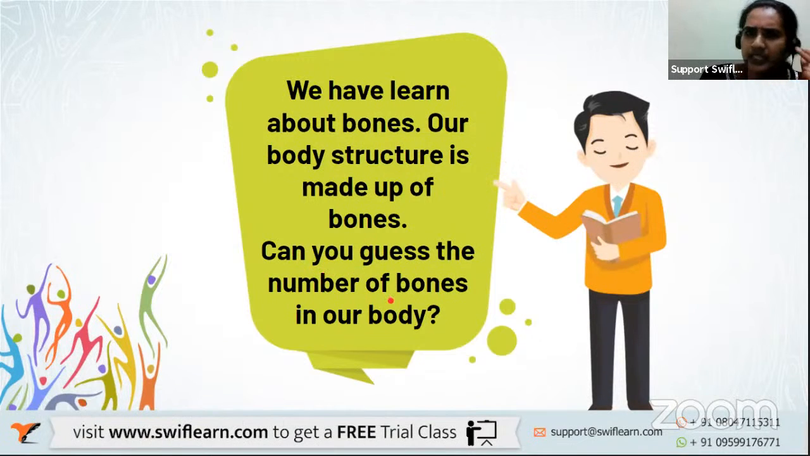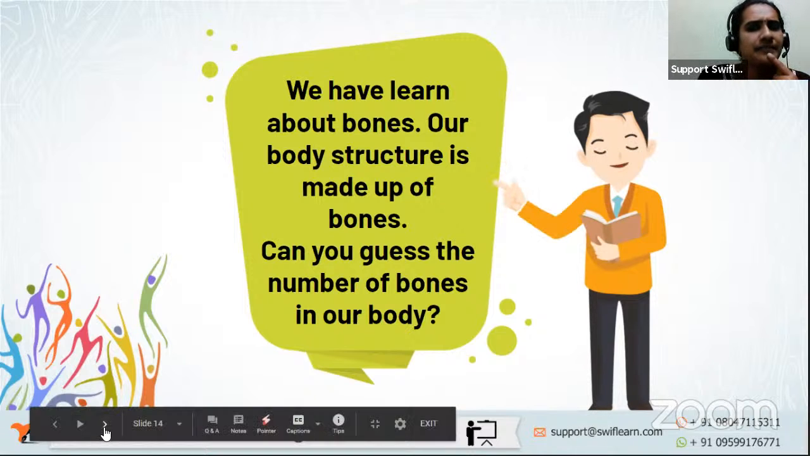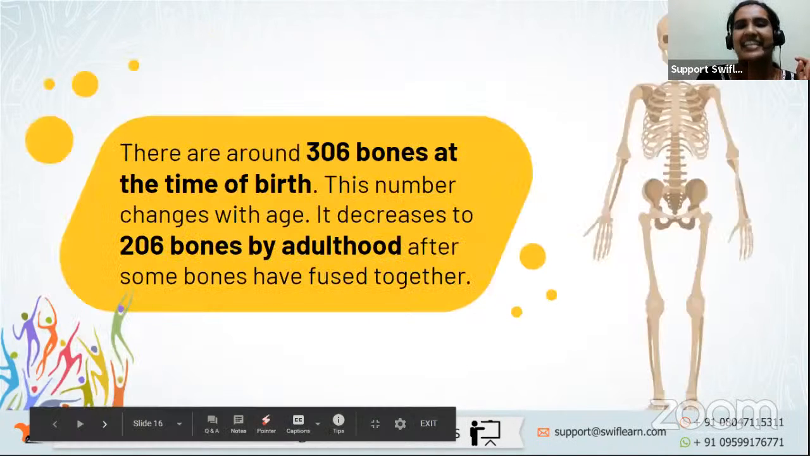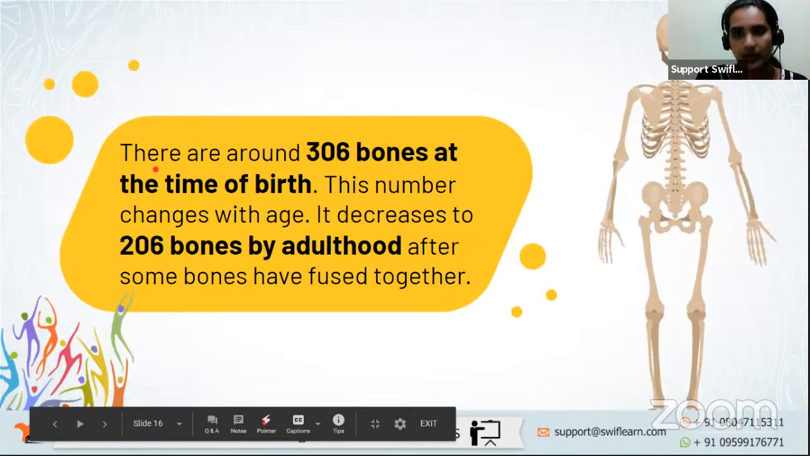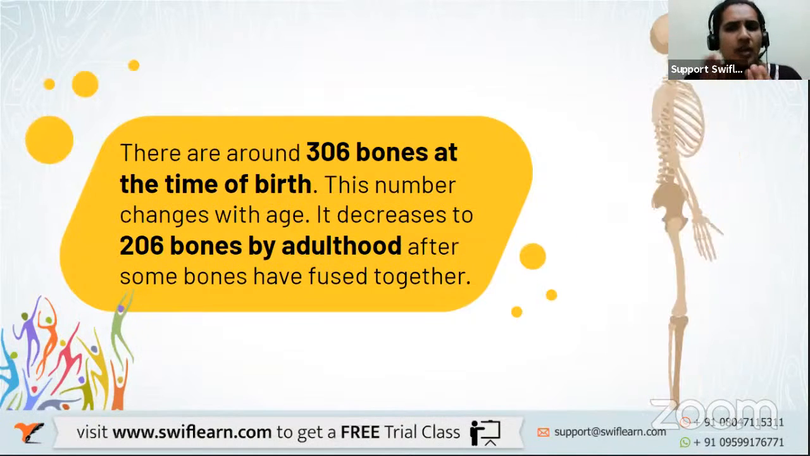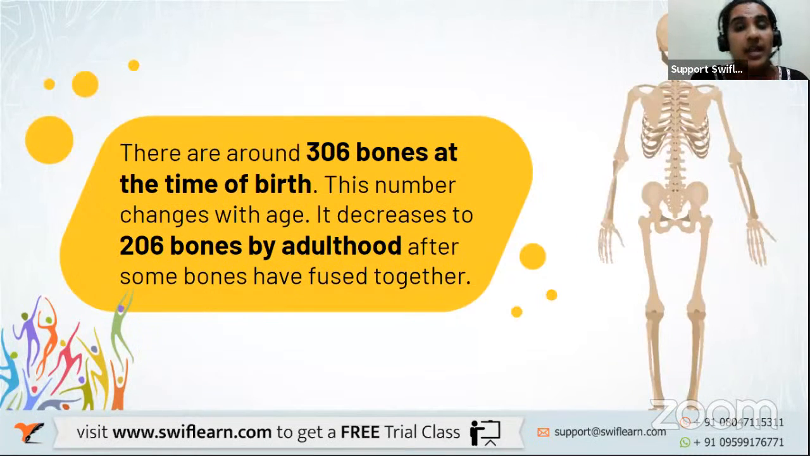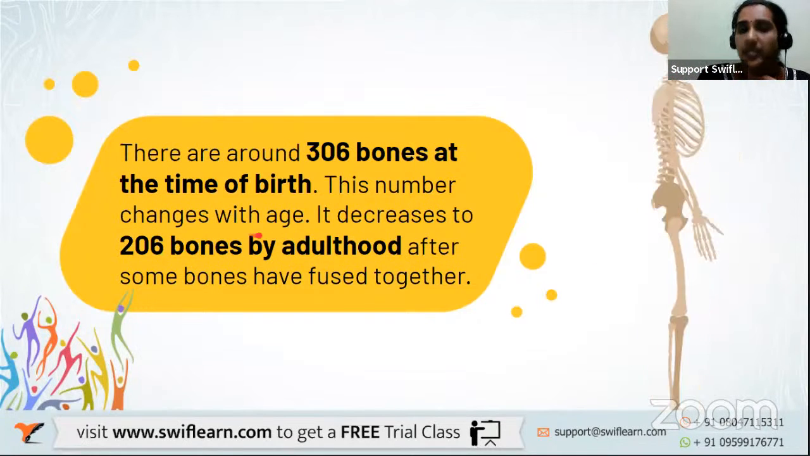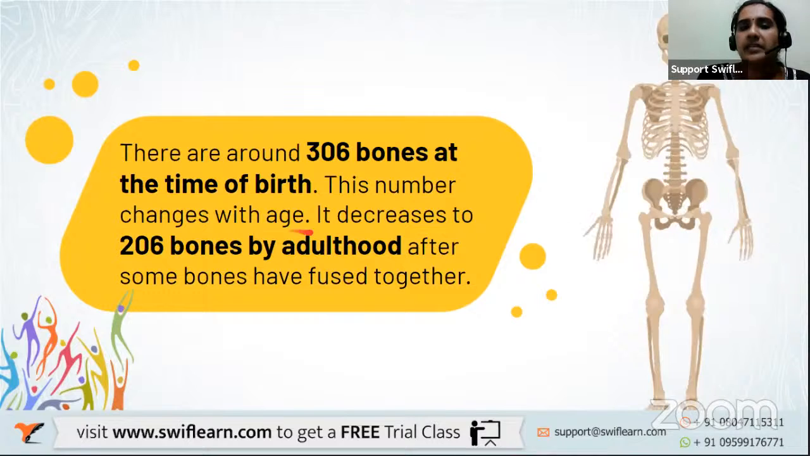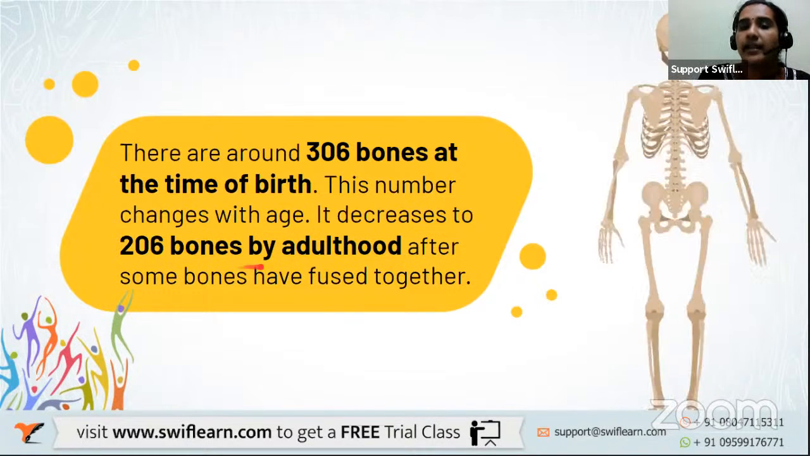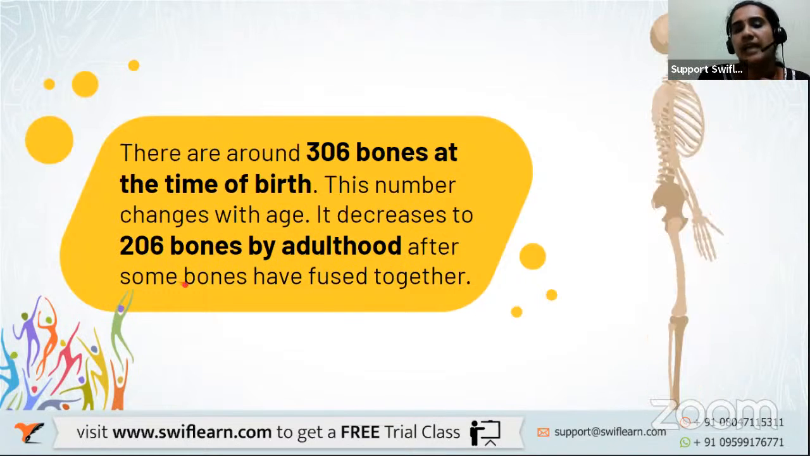In your lower class you had studied, no? There are how many numbers of bones in our body? Can you guess that? Yes, someone is saying the answer. We'll see that. Yes, there are around 306 bones at the time of birth. Okay, at the time of birth, when you're a small infant, when you're born, at that time how many bones are there? 306 bones. This number changes with age. Okay, it decreased to 206 bones by adulthood after some bones have fused together.